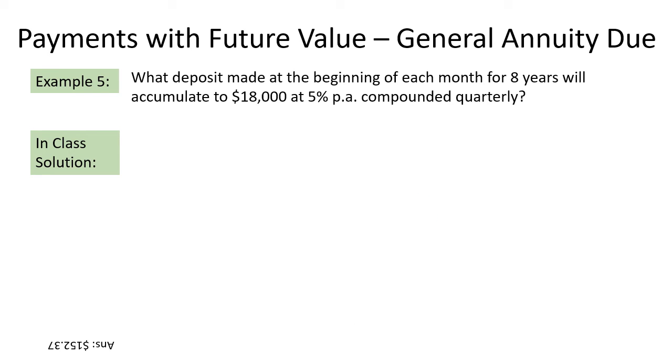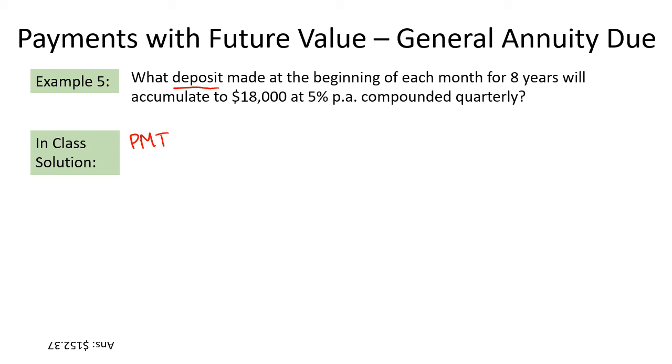So I've got two examples, okay? I'm going to do one with future value and one with present value. Again, walking you through how to determine what type of annuity it is. So what deposit made at the beginning of each month for 8 years will accumulate to $18,000 at 5% per annum compounded quarterly? Okay, again, a couple things to notice here. It's saying what deposit to make, so you know it's a payment question.